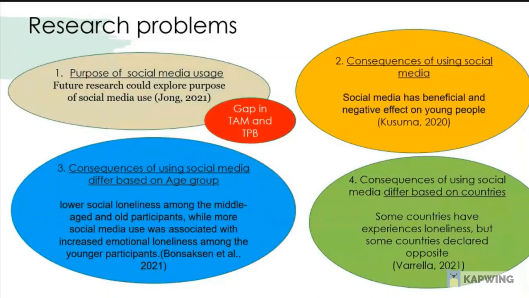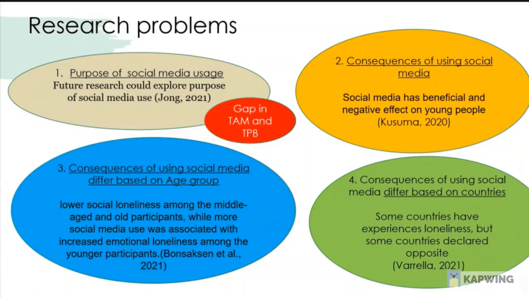Firstly is the purpose of social media usage. Based on the research problem, the existing researchers are not sure what the reasons are why people use social media, right? By finding out the reasons why they use social media, you can guide them on the right path, right? They will use social media in the correct way, right? So in this case, John 2021 encouraged future researchers to look into it, right?